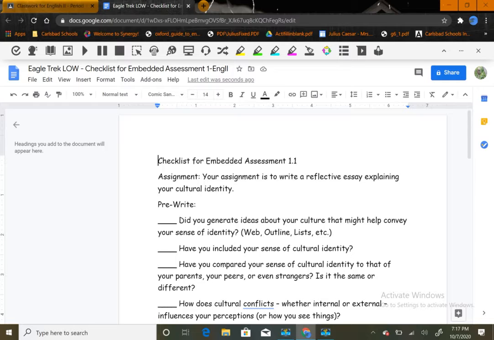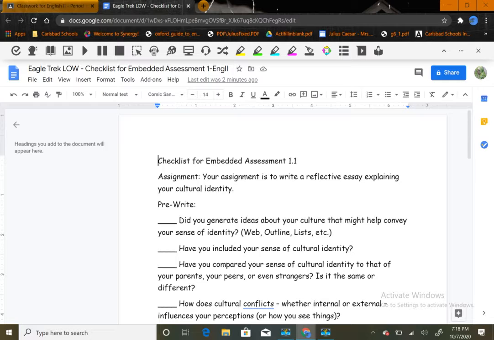Not when you were born, the date you were born, how many siblings you have, all of that. That has nothing to do with your cultural identity. Your cultural identity is, what are the traditions that your family has? What is it that your family does together that maybe society thinks are normal or not normal?